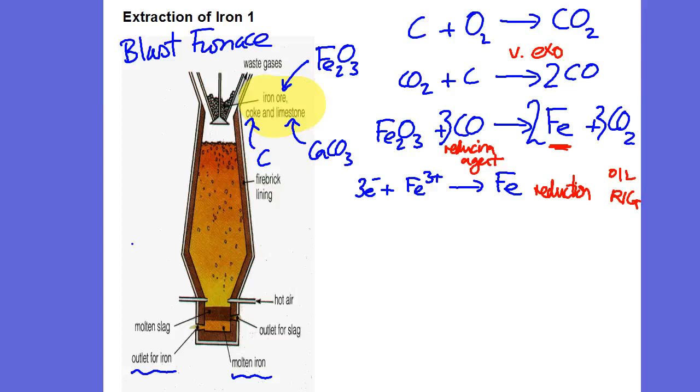Now unfortunately, in our iron ore, we don't just have iron oxide. We have also some sandy impurities. Now these sandy impurities contain a chemical called silicon dioxide. And it's important this sand doesn't get mixed up in the iron, because if the sand got mixed up in the iron, it becomes less strong. So we need to get the sand out of the iron just in case it gets mixed up.